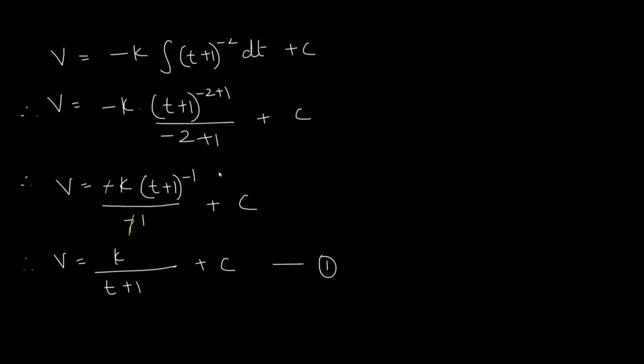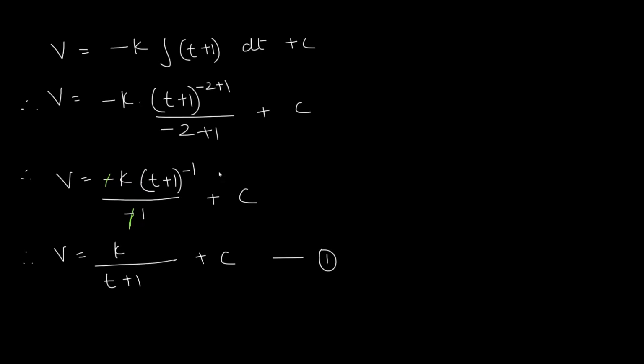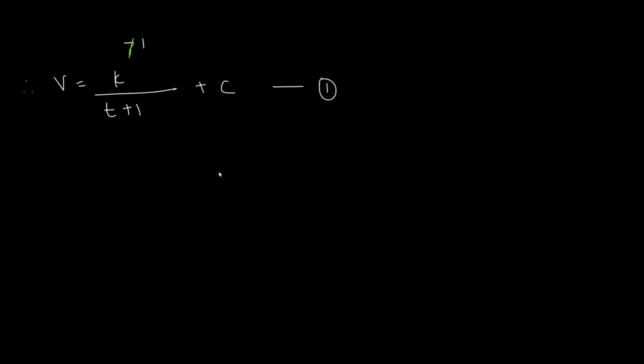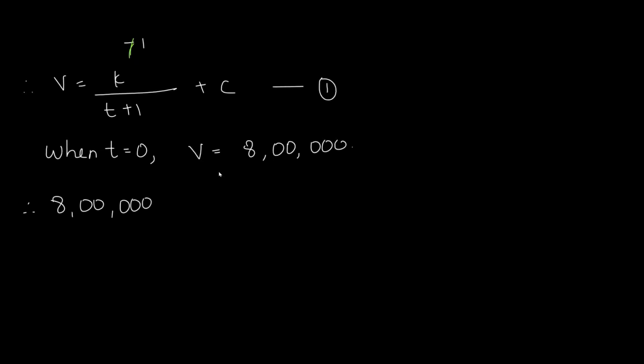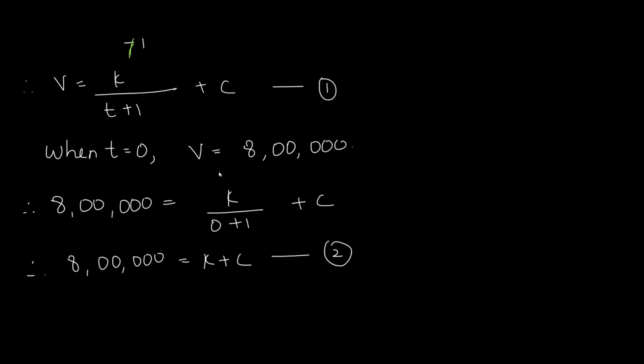Then they have given that initially the value of the machine is 8 lakhs. So we write this way. When t is equal to 0, we have V as 8 lakhs. And therefore we have in equation 1, 8 lakhs is equal to k upon 0 plus 1 plus c. And therefore we have 8 lakhs is equal to k plus c. Suppose this is equation 2. Remember that.